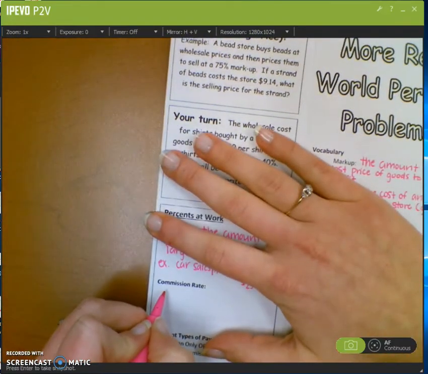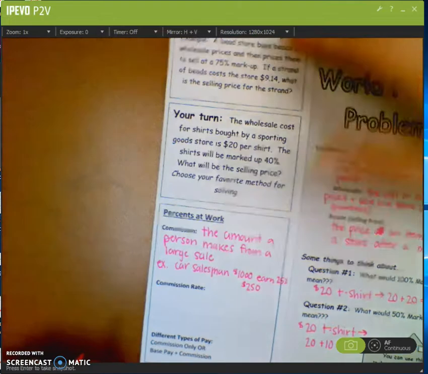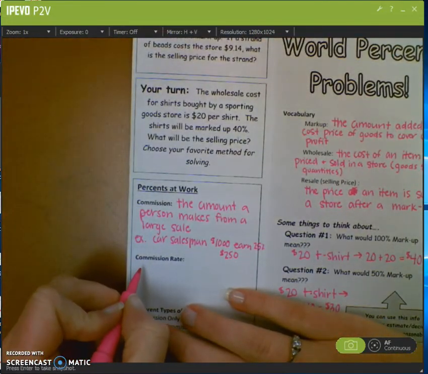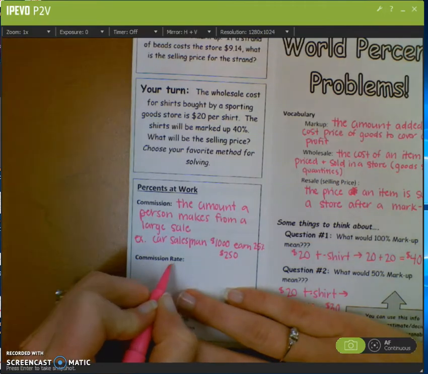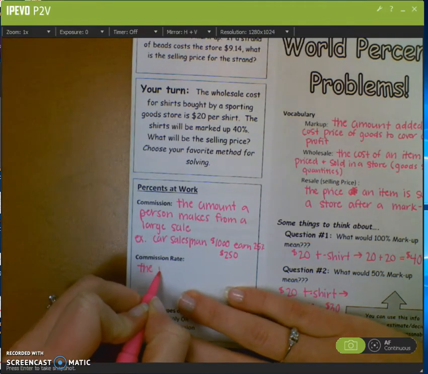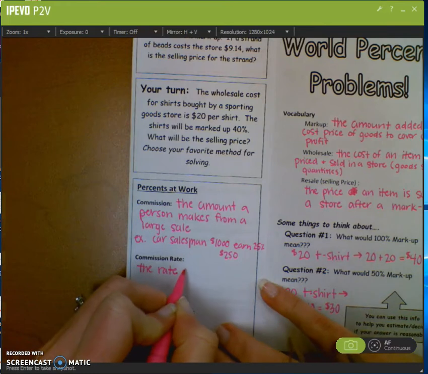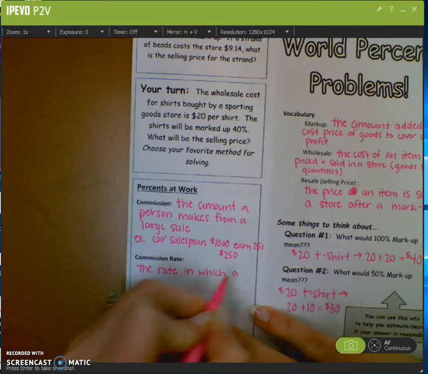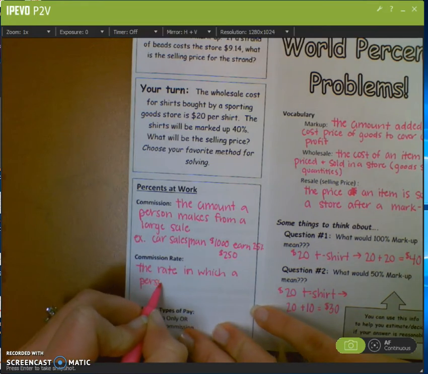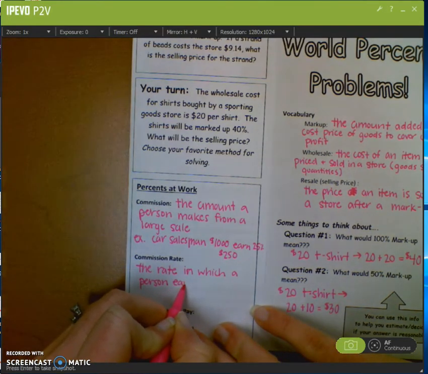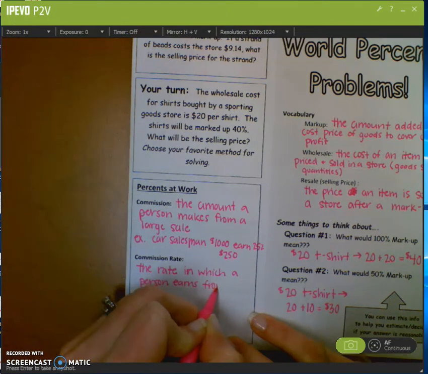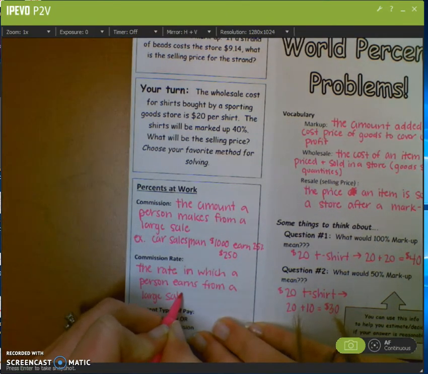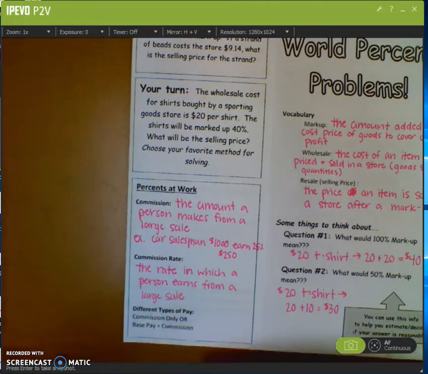And then a commission rate is what it sounds like. Commission rate, think about a rate. We can write rates as ratios or percentages or decimals. So our rate here is commission rate, the rate in which a person earns from a large sale. So in my example here, 25% is my rate.